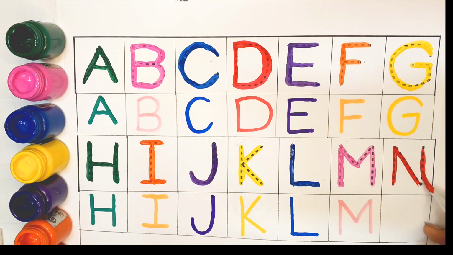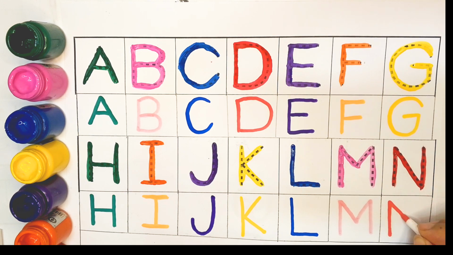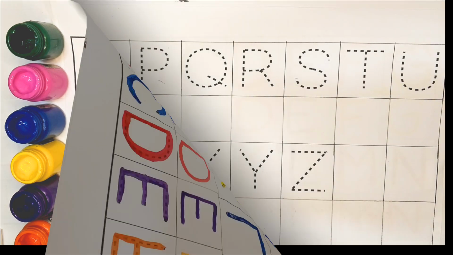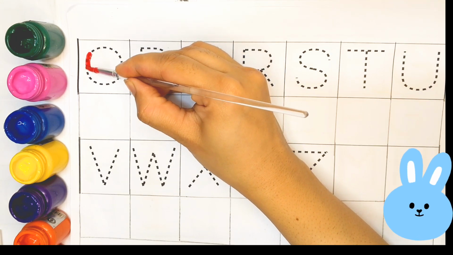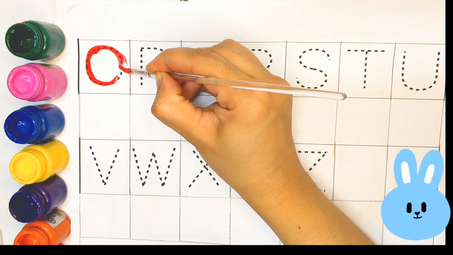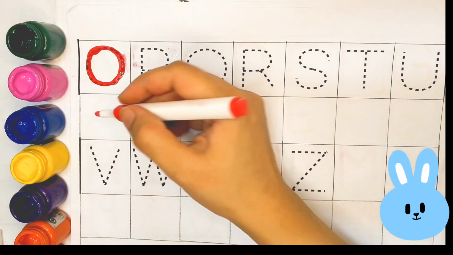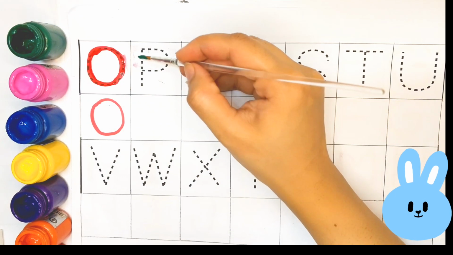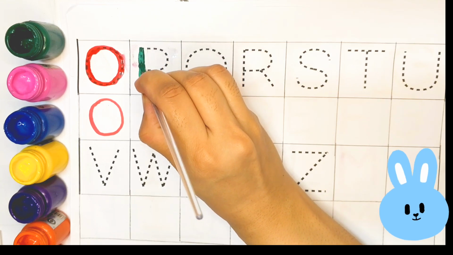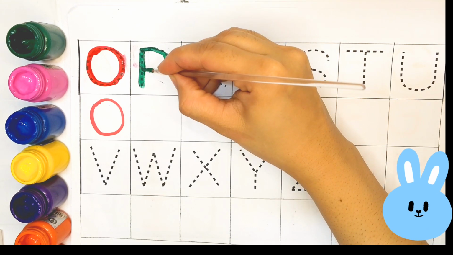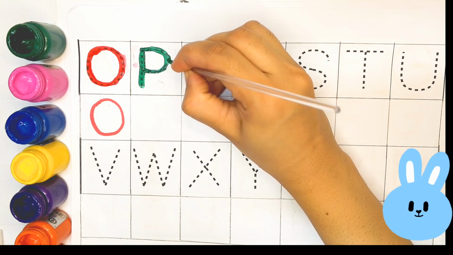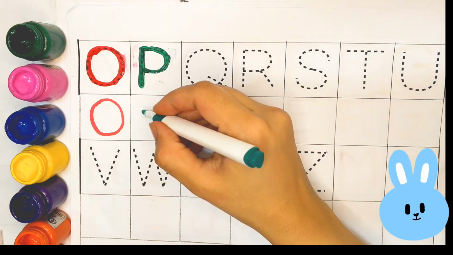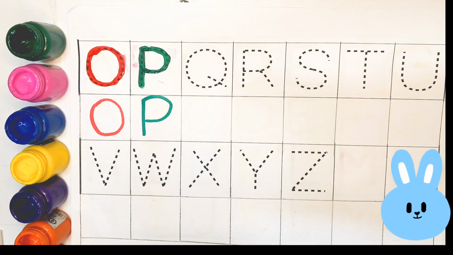N. N is for nose. Nose. O. O is for ostrich. Ostrich. P. P is for panda. Panda.